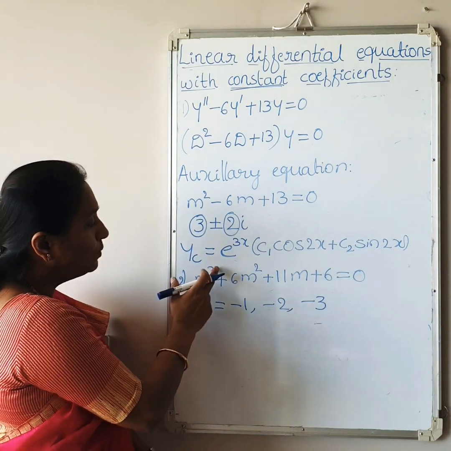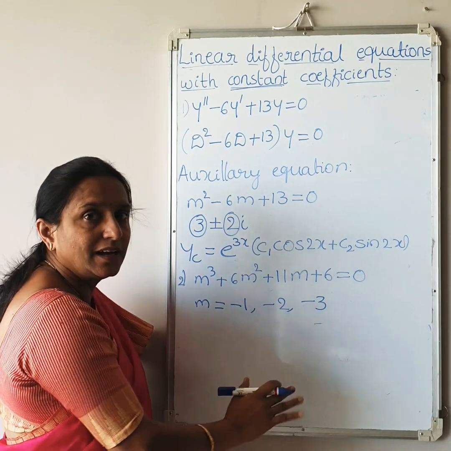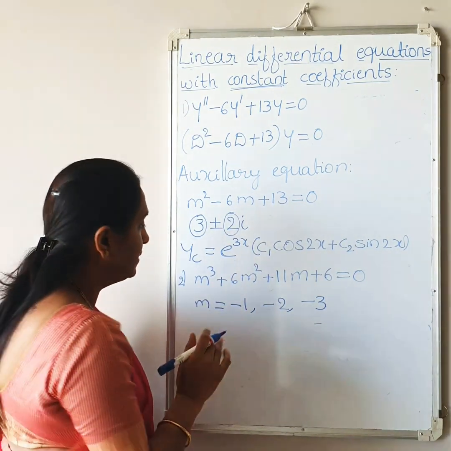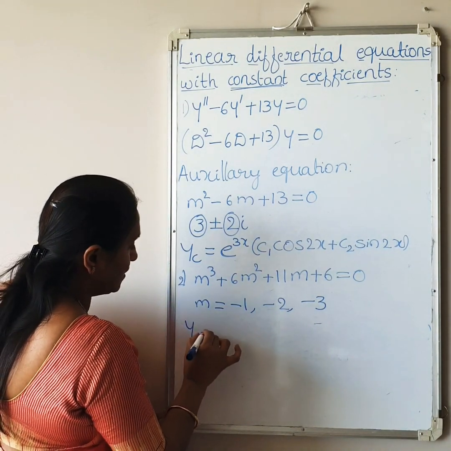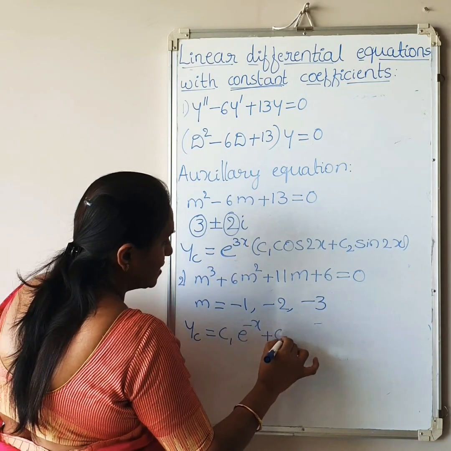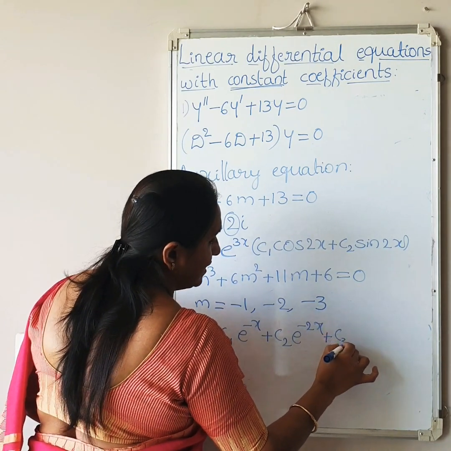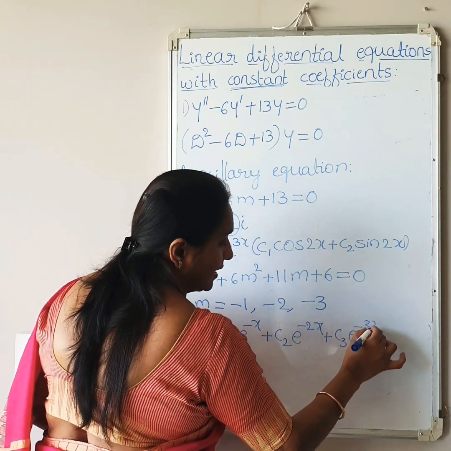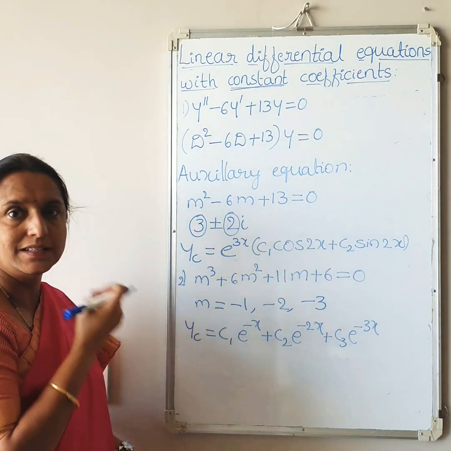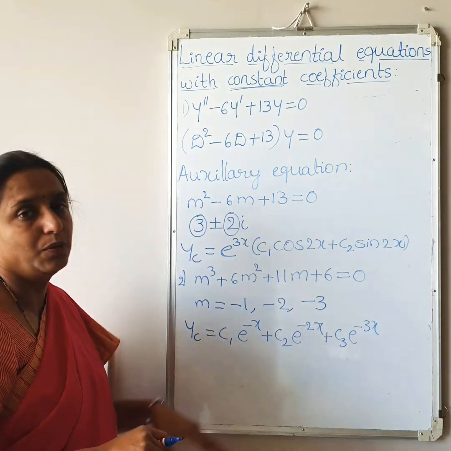Always check, it is a cubic equation, you should get 3 roots. When 3 roots are there in the answer, 3 constants will be there. So yc is equal to c1 e raised to minus x plus c2 e raised to minus 2x plus c3 e raised to minus 3x. So these are the simple examples I have considered. Now we'll solve some lengthy problems on this.